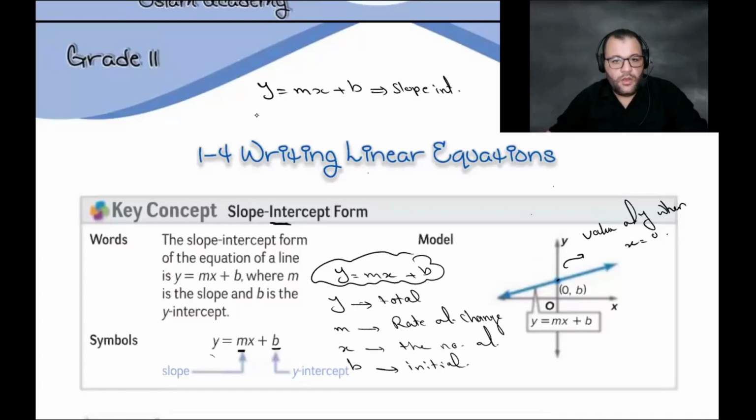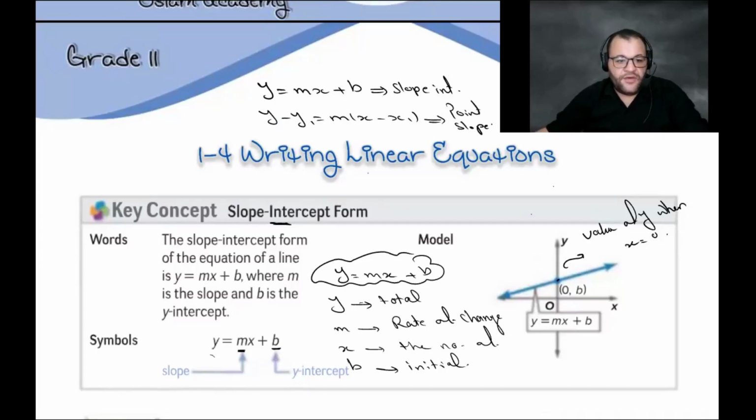And then we have point-slope form: y minus y1 equals m multiplied by x minus x1. That's defined as point-slope form. Okay, so we can continue.